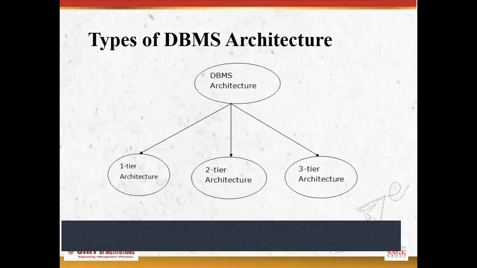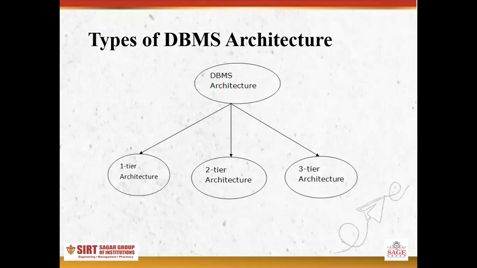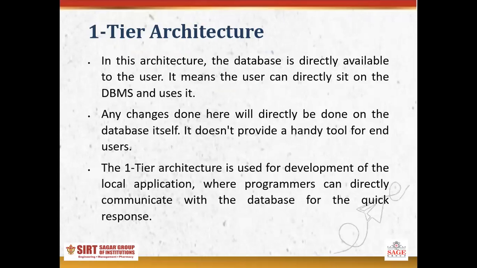So on the screen, you can see that there are three types of architecture: first, the one-tier architecture, the two-tier architecture, and the three-tier architecture. Now let us understand what is one-tier architecture.